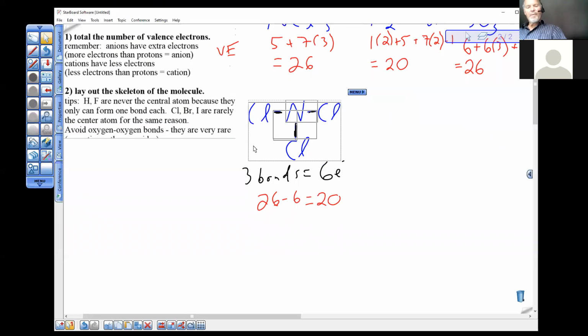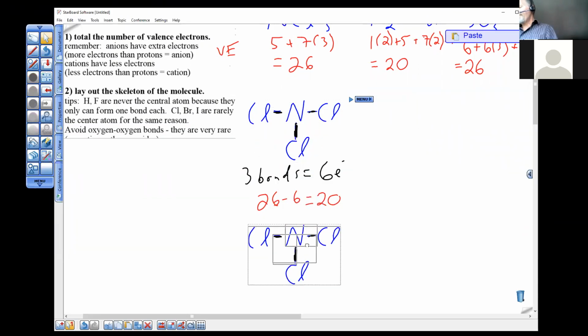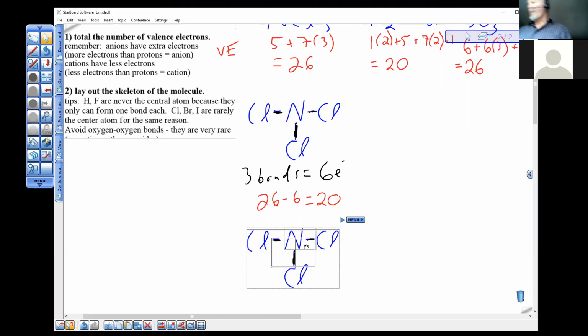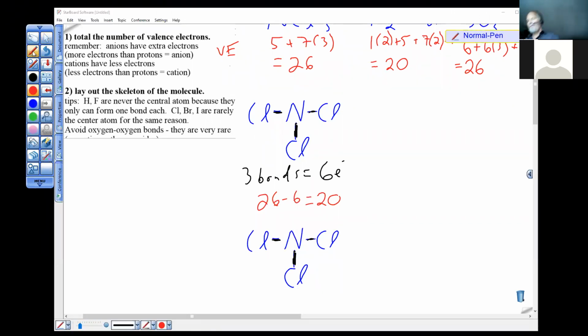I'm going to keep going stepwise here. I like to put lone pairs on the outside until the octets are full. Even if that's not going to give me my final answer, that's a good strategy. I have to come up with 20 more. Well, chlorine gets a full octet if it has 3 lone pairs and 1 bond. That is very typical for the halogens. That's 18 of the 20. You've got to put 2 more electrons somewhere.